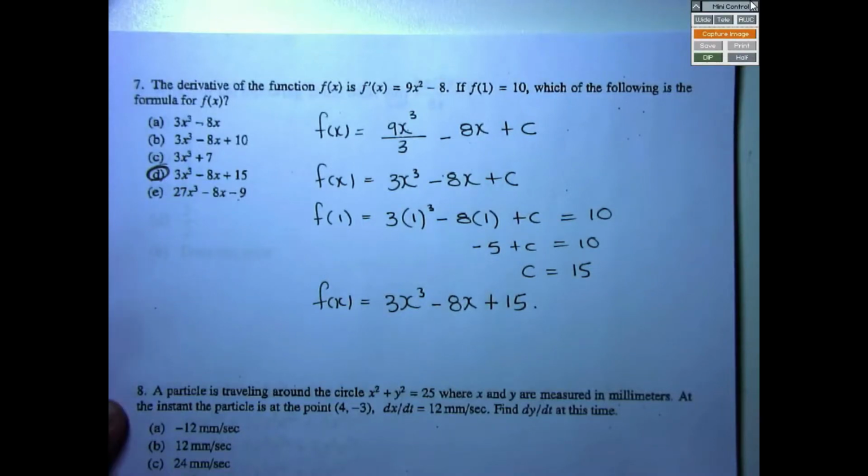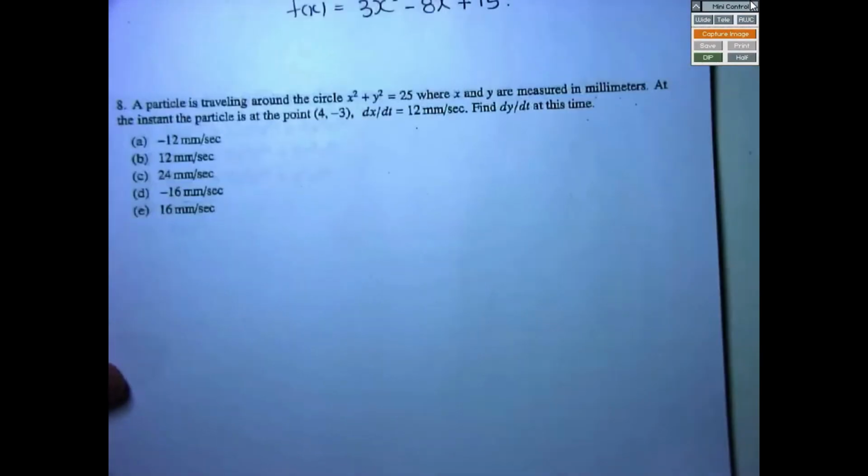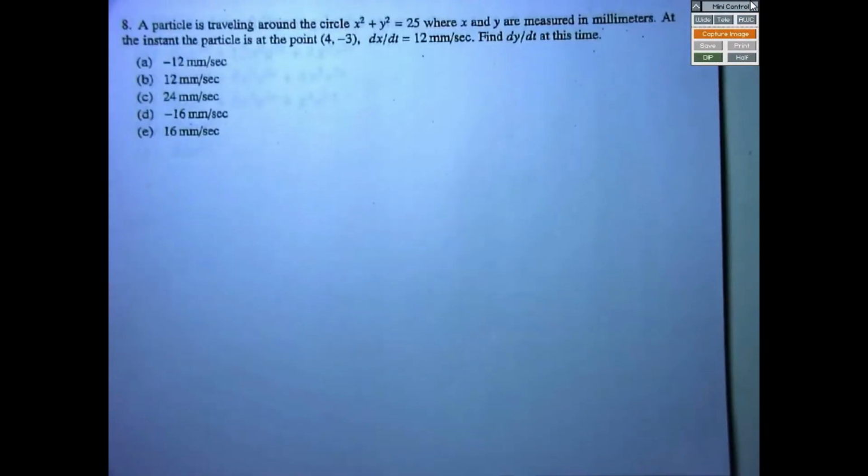All right, problem number 8 says that a particle is traveling around a circle x squared plus y squared equal to 25. X and y here are measured in millimeters. At the instant that the particle is at the point 4, negative 3, dx dt is equal to 12 millimeters per second. Find dy dt at this time.